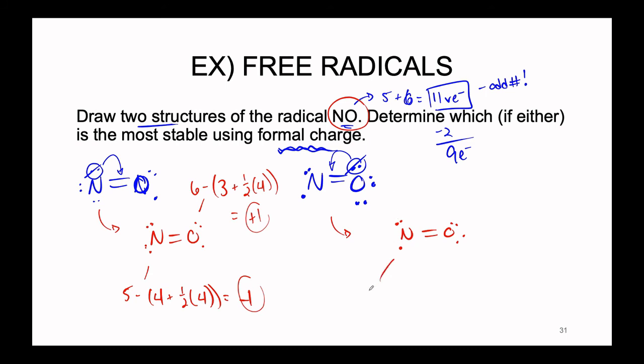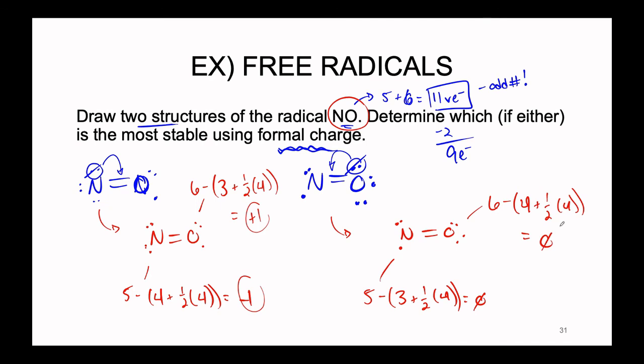Our nitrogen, same thing, same process, 5 valence electrons. We're going to subtract out the 1, 2, 3 lone pair electrons and 1/2 of all of the bonding electrons, which there are 4 here present. This gives our nitrogen now a formal charge of 5 minus 5, which is equal to 0. And our oxygen, with its 6 normal valence electrons, currently surrounded by 4 lone pairs and 1/2 of 4 bonding pairs, also has a formal charge equal to 0.